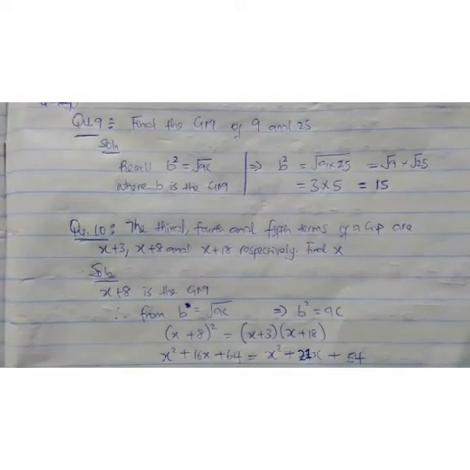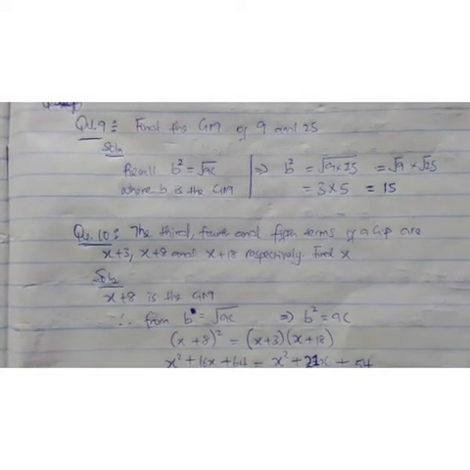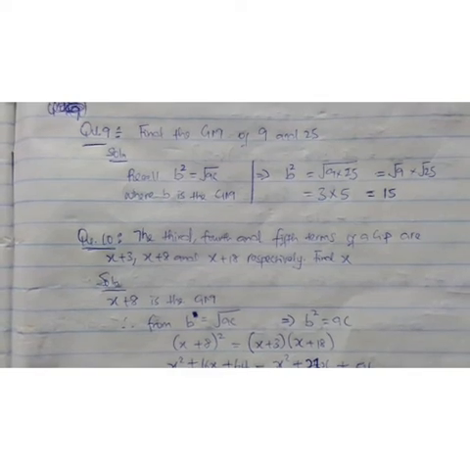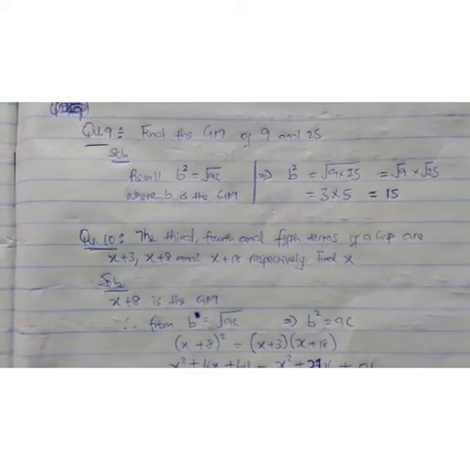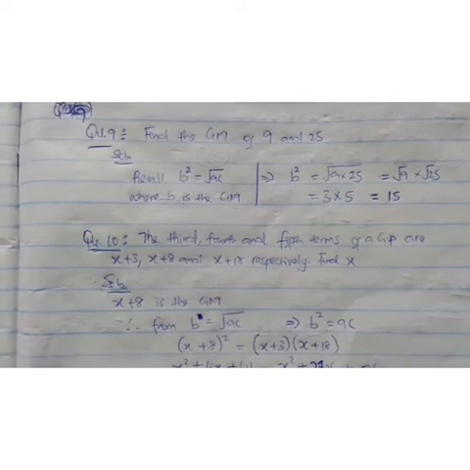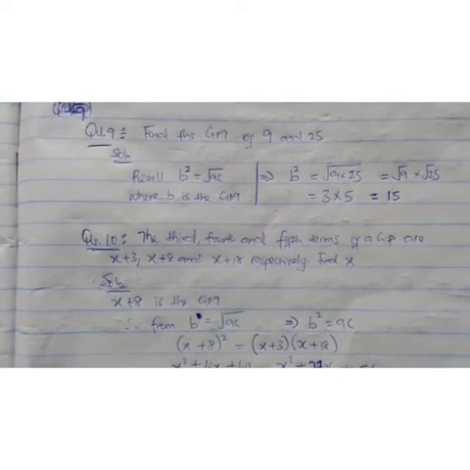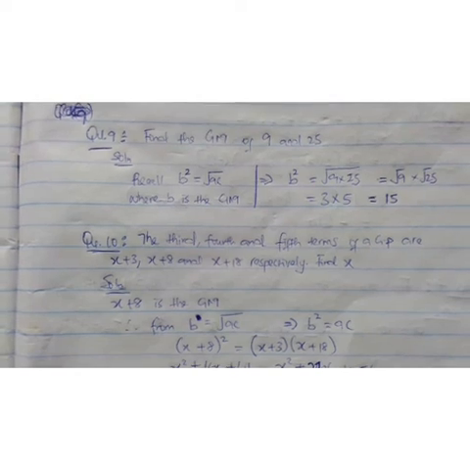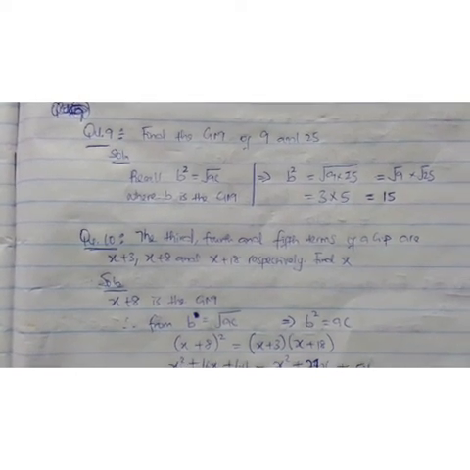Find the geometric mean of 9 and 25. Solution. Recall, b squared is equal to AC, where b is the geometric mean. It implies that b is equal to root of 9 times 25, which is equal to 15.